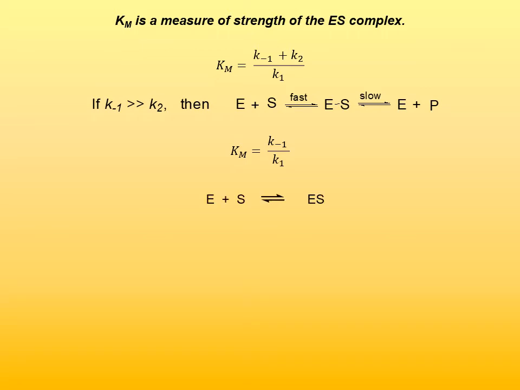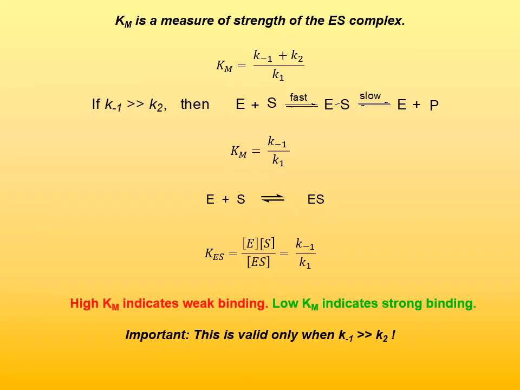And that means that really reaction rate depends only on the rate determining step, formation of enzyme substrate complex, and that is K1. Km then tells us how strong this enzyme substrate complex is. So high value for Km indicates that there is weak binding, and low value for Km indicates strong binding.